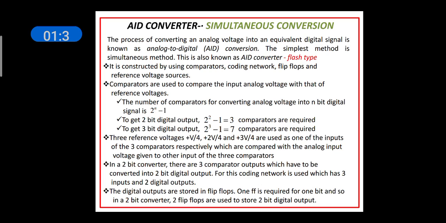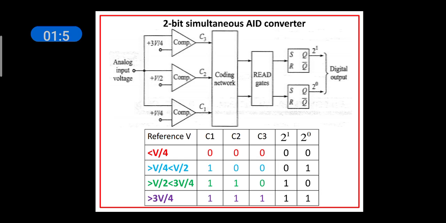In a 2-bit converter, there are 3 comparator outputs which have to be converted into 2-bit digital output. For this, a coding network is used which has 3 inputs and 2 digital outputs. The digital outputs are stored in flip-flops. One flip-flop is required for 1 bit, and so in a 2-bit converter, 2 flip-flops are used to store the 2-bit digital output. The block diagram shows a 2-bit simultaneous A to D converter.